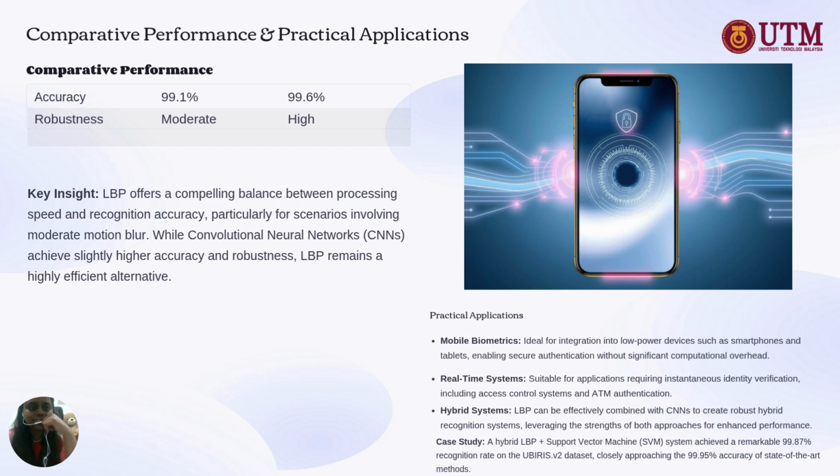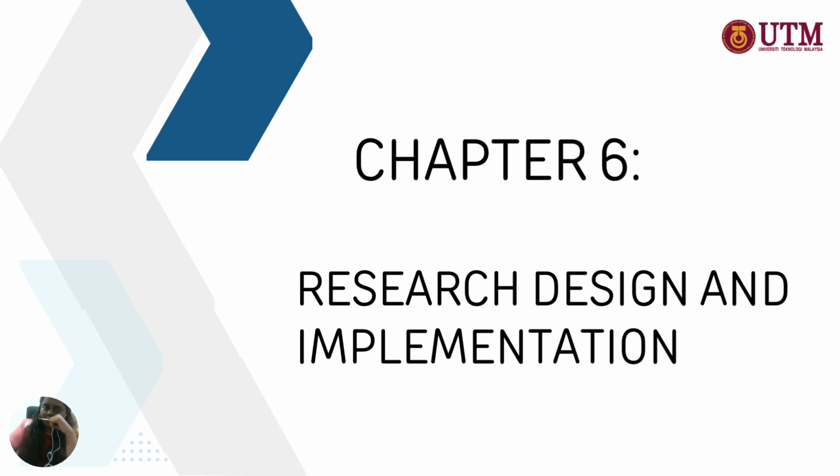And comparatively, this is the accuracy and robustness. Accuracy is 99.1, which is moderate. Robustness is 99.6, which is considered high. So LBP offers a balance between processing speed and recognition accuracy, and in such scenarios LBP remains a highly efficient alternative.